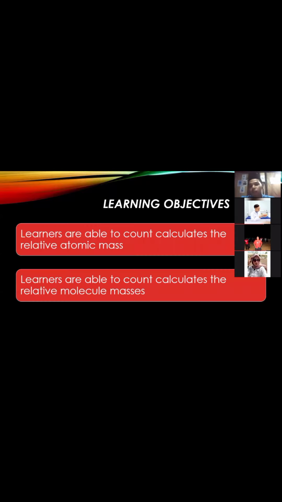Learning outcome or learning objective. Learners are able to calculate the relative atomic mass. Learners are able to calculate the relative molecular mass. Okay, today's topic has four points. Miko, what is the relative atomic mass?